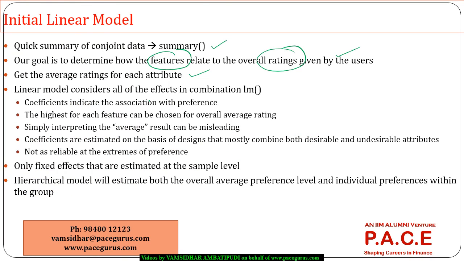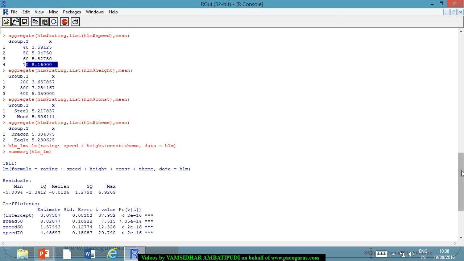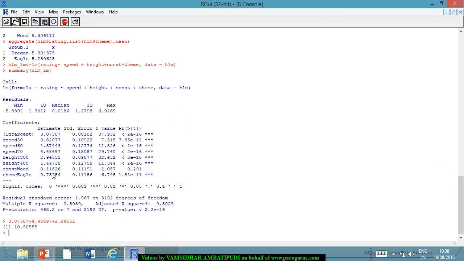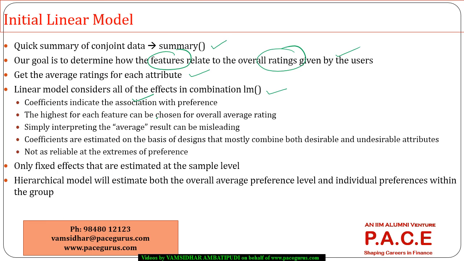So we have got that linear model where we have taken all of them into consideration. So the coefficients indicate the association with the preference that we have already seen. Some of them have a very high weightage, some of them have very negligible weightage. The highest level for each feature is chosen for the overall rating, and it can very well cross the extreme. It has got us 10.5 as the value, which cannot be possible at all. So simply interpreting the average result can very well be misleading. That is where the need for hierarchical linear modeling came into the picture.